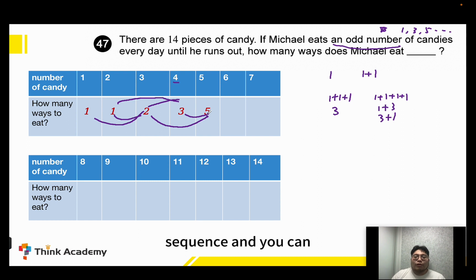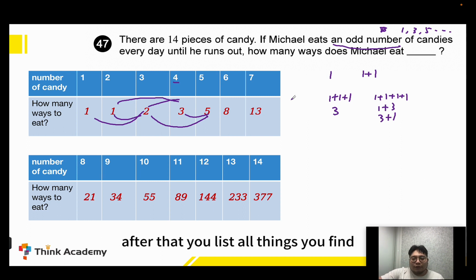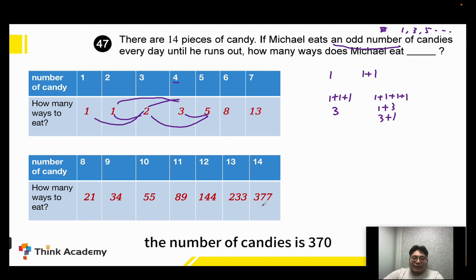And you can list all the things: 8 and 13, 21, 34, 55, 89, 144, 233, 377. After you list all things, you find the number of candies is 377. So the answer is 377.